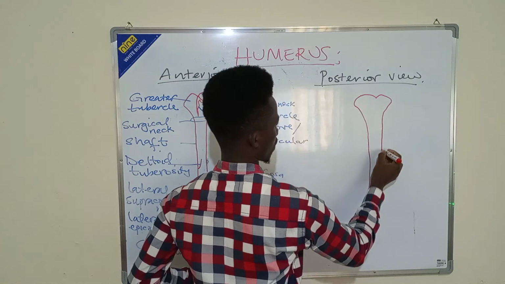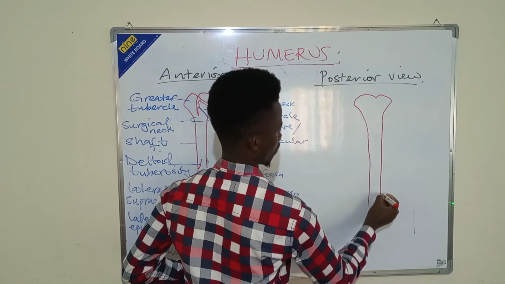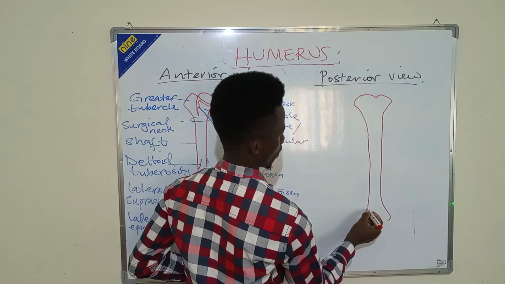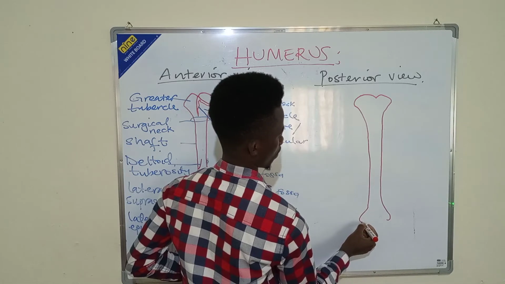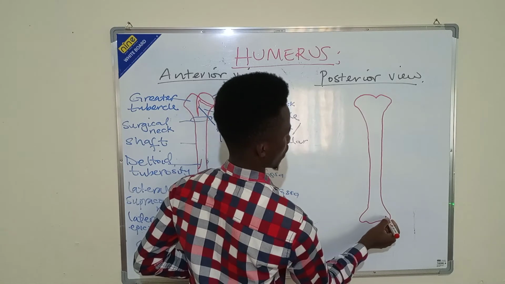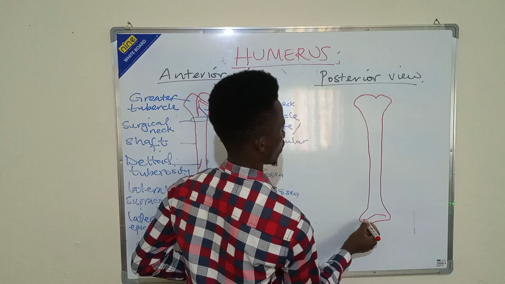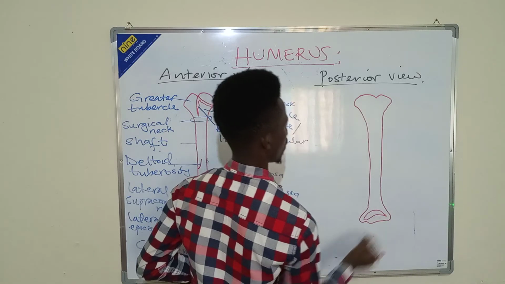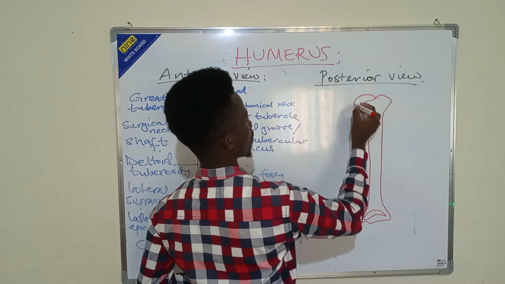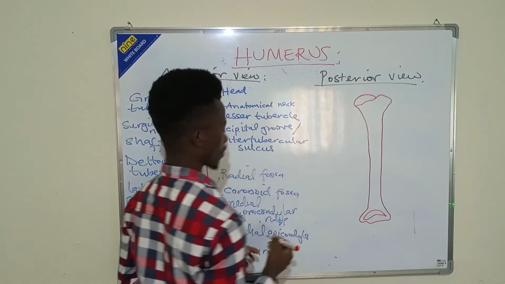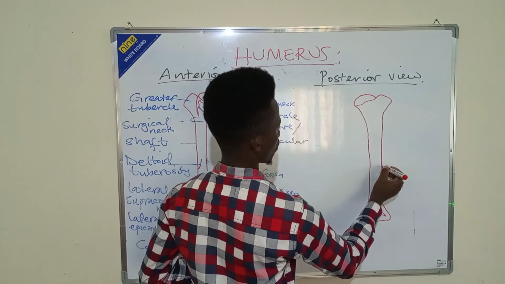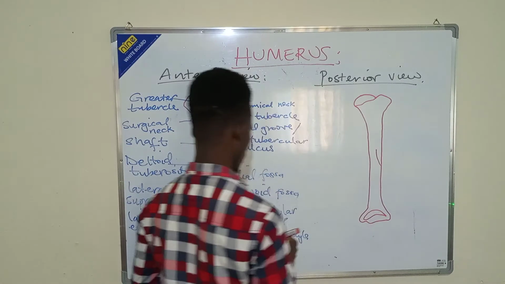Very good, just like that. Come down. Yes, then down here we have a very big depression. That's over there. Then our half spherical head remains there. I think these are the important features. Don't forget our deltoid tuberosity along the middle there.